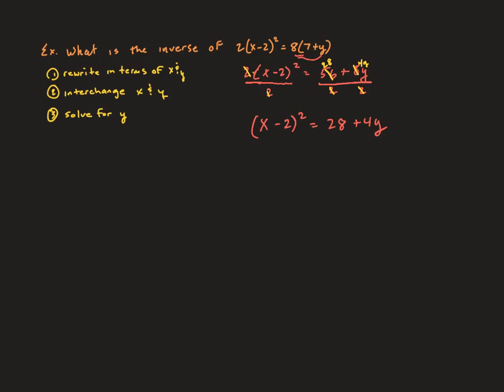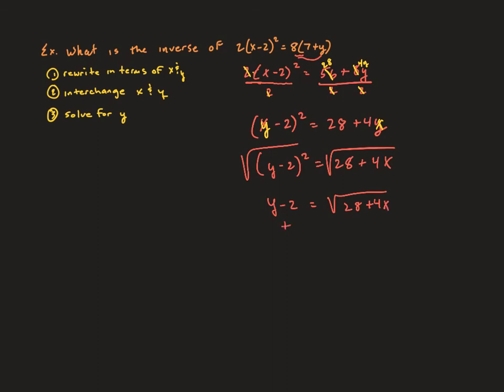We can go ahead and rewrite, interchanging our x and y. So I will go ahead and interchange my x and y. So I have y minus 2 squared equals 28 plus 4x. Now solve for y. In order to get this y by itself, I'm going to have to find the square root. If I find the square root of one side, I must find the square root of the other. And this becomes y minus 2 is equal to the square root of 28 plus 4x.